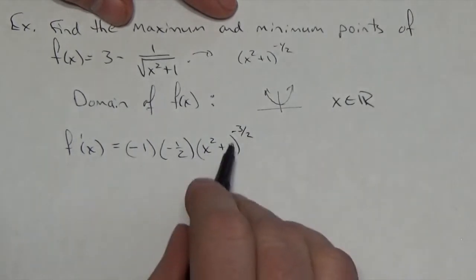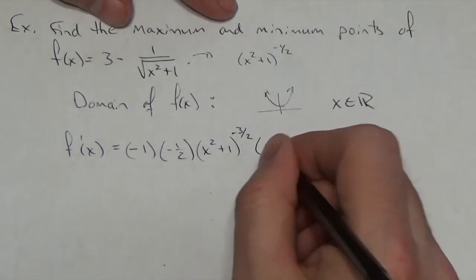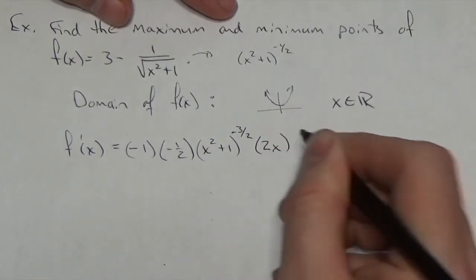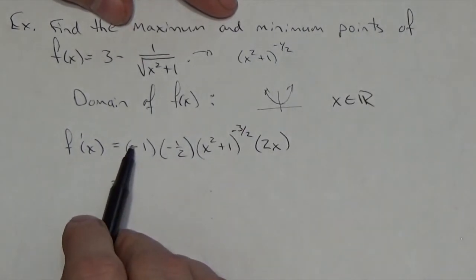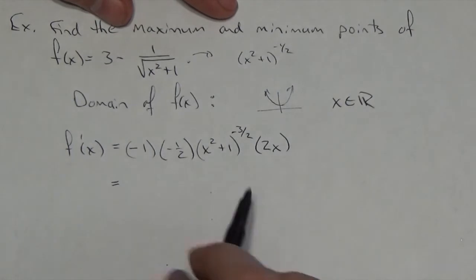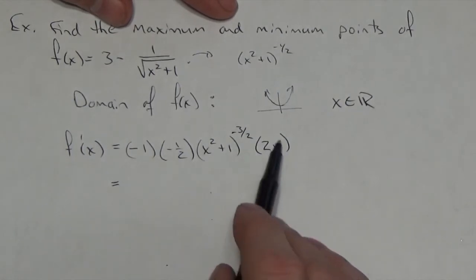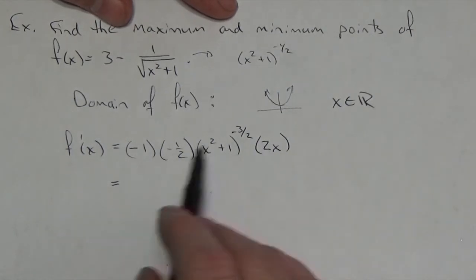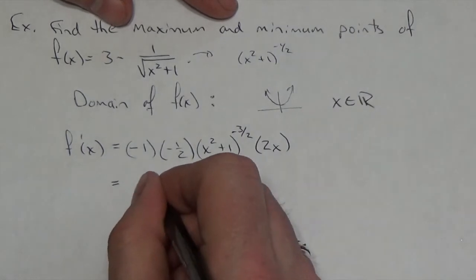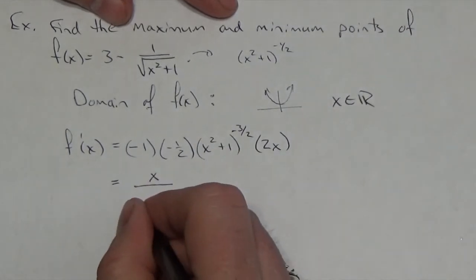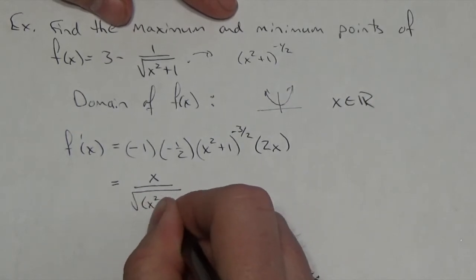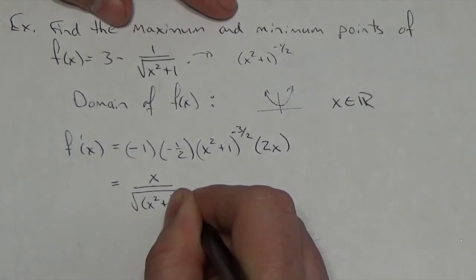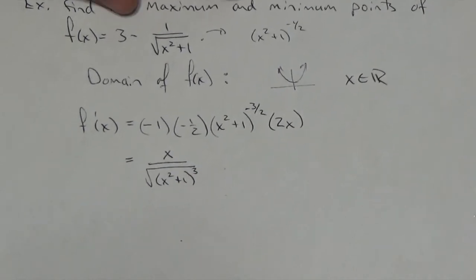And then the chain rule tells me to multiply by the derivative of the interior function there, so that's going to be 2x. Okay, so I've got a negative of a negative that's going to become positive. I've got a 1/2, but over here I've got a multiple of 2, so those will cancel. And I'm left with x over the square root of x squared plus 1 cubed. Okay, so there's my derivative.